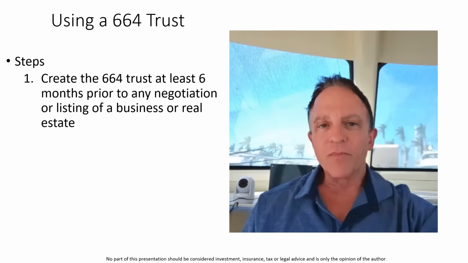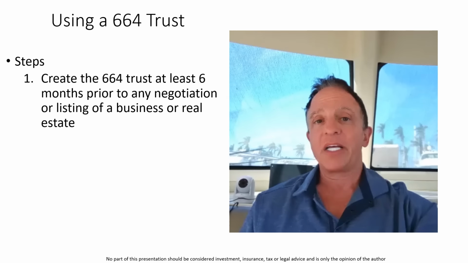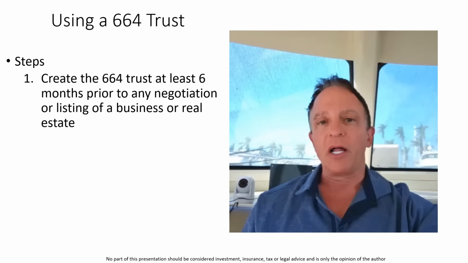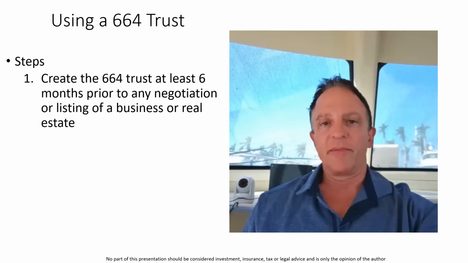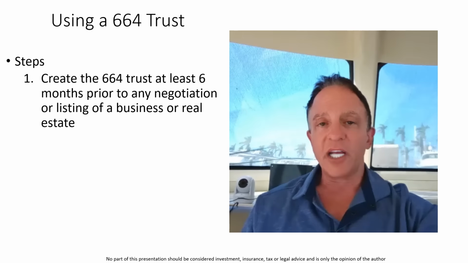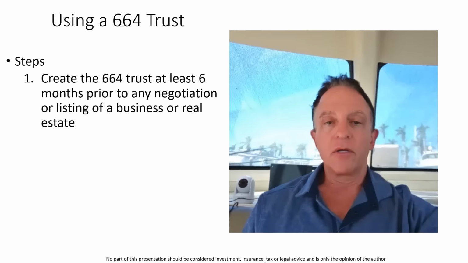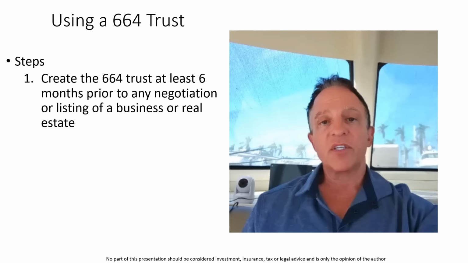Can't do it. Now, if you have stock, so let's say that you bought Tesla and now you have $100 million. Yes, there's no waiting limit. We can create the 664 on Monday. On Tuesday, we can add the stock. On Wednesday, we can sell it, zero waiting period. However, if we have real estate, we have a business, there's a 6-month waiting period.